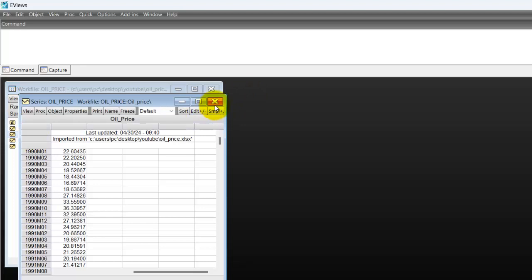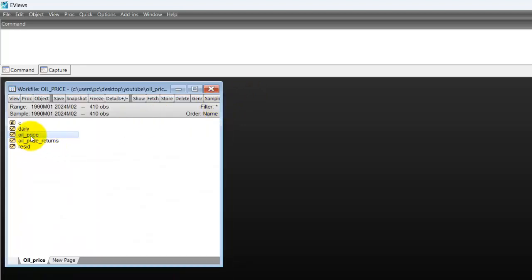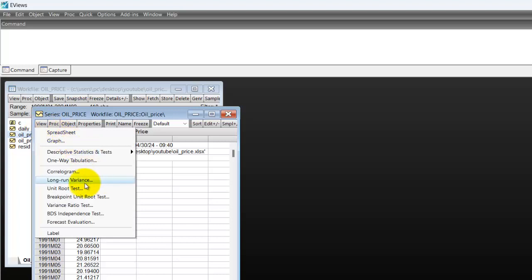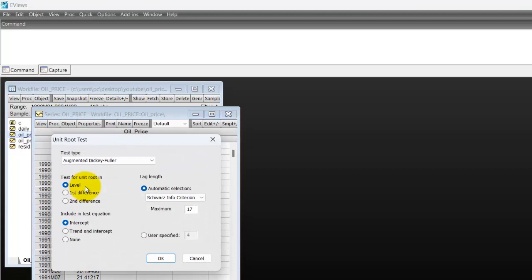Now, to check your unit root test, you click on oil price twice. Then you go to view. You click on view. Then come down to unit root test. Please take notes. In this video, I will not explain the inspection of graph, also correlogram. Those ones are basic, so I believe they are not that important like the key unit root test.